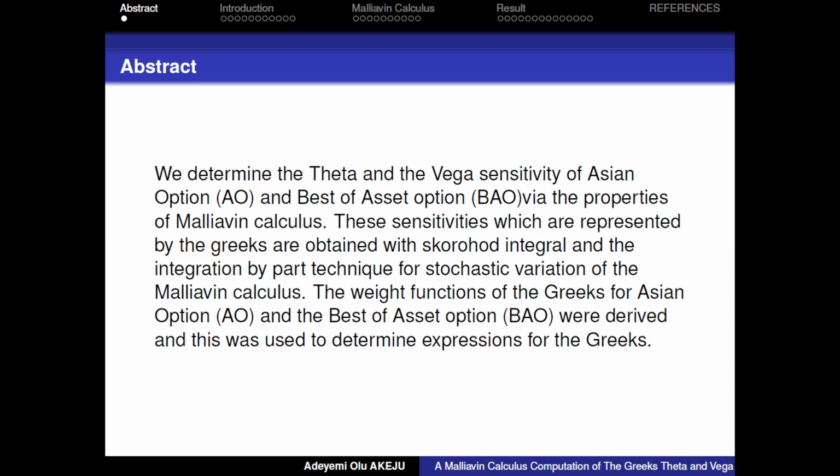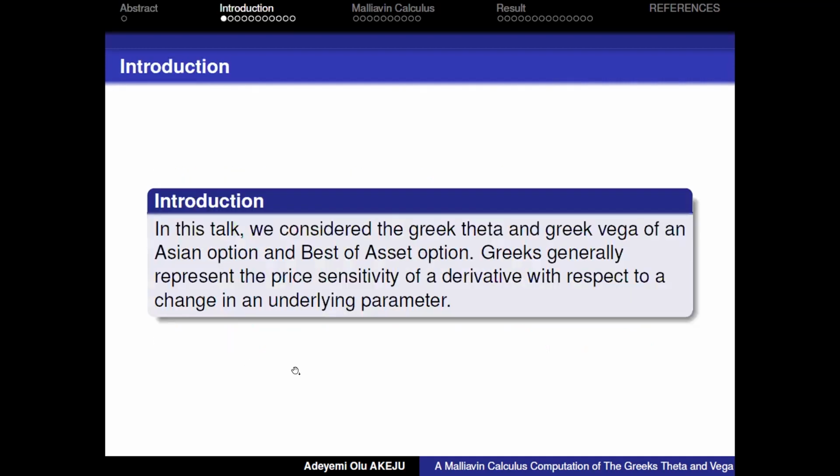And here in this discussion, we like to look at the properties of the Malliavin calculus, which include the Skorohod integral, the integration by parts techniques of the stochastic variation. And then in that calculus, we're going to try to obtain the weight function, which will help us to obtain an expression that represents the value of the best of asset option and the Asian option. So in this talk, our objective is to consider the Greek theta and the Greek vega on an Asian option and the best of asset option.